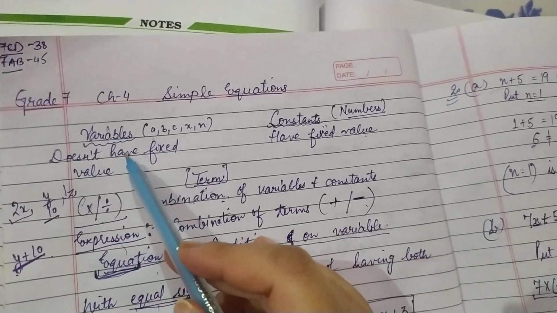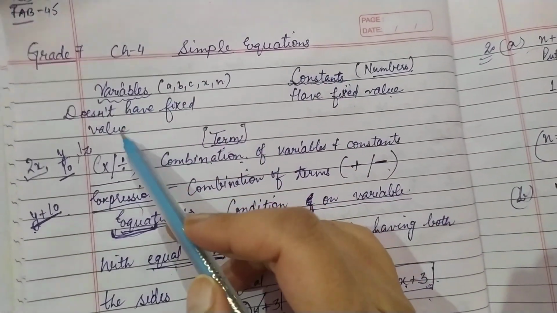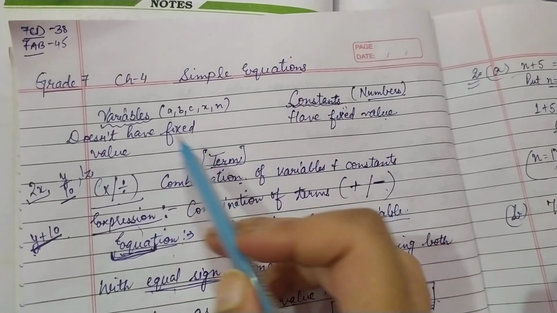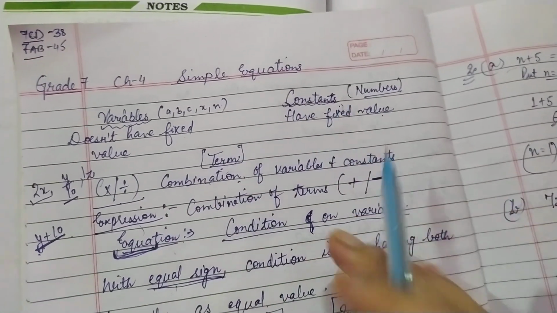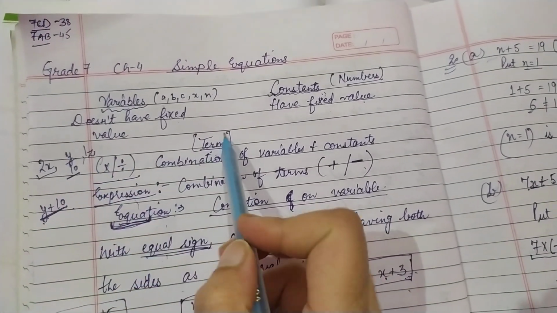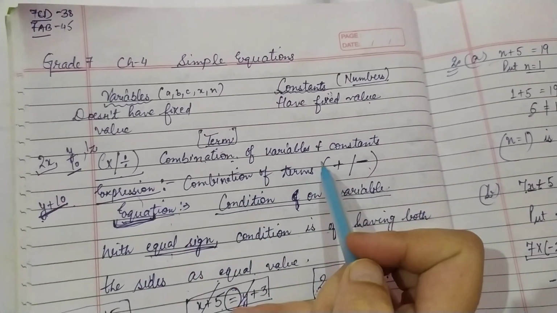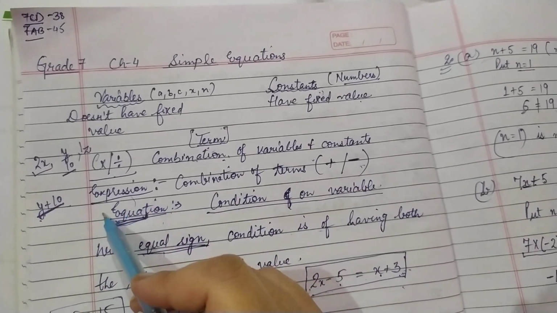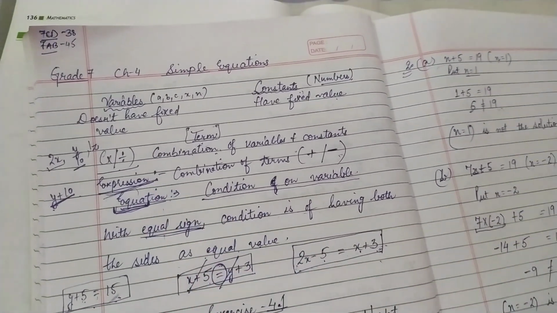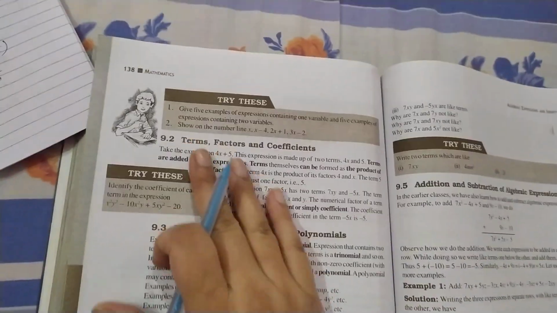Terms are the combination of variables and constants. Variables don't have any fixed value, constants always have a fixed value, and a term is the combination of both variables and constants. And when terms are combined by using positive and negative signs, that is called an expression. So those expressions we are going to work with today. We are going to operate with the expressions: add, subtract, multiply.